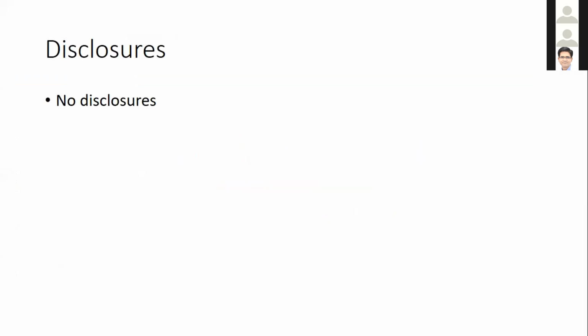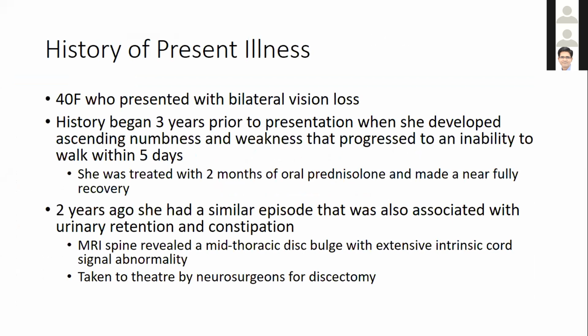I'll be talking about a 40-year-old female who presented to us some years back with bilateral vision loss. Her history began 3 years prior to her presentation when she developed ascending numbness and weakness of both lower limbs within 5 days to a point of not being able to walk. She was treated with 2 months of oral prednisolone prior to her presentation at that time, and she made a near full recovery after the prednisolone treatment.